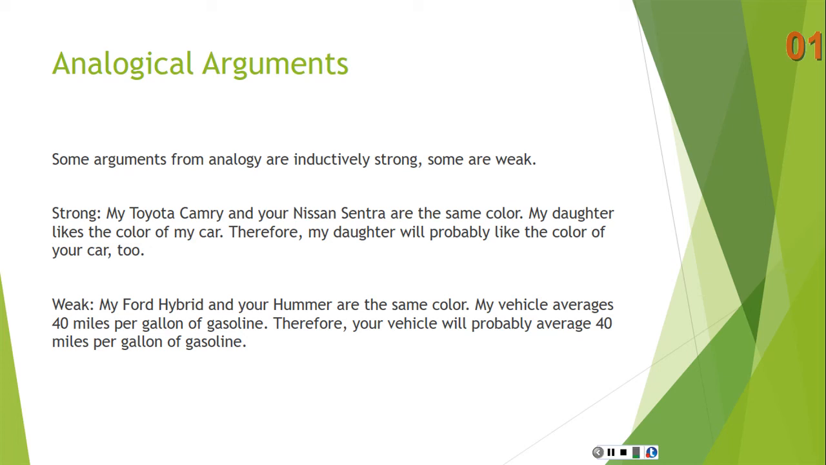Here's a weak analogical argument. My Ford Hybrid and your Hummer are the same color. My vehicle averages 40 miles per gallon of gasoline. Therefore, your vehicle will probably average 40 miles per gallon of gasoline. Okay, so it's weak, obviously, because they do have a certain characteristic in common. They're both pink. And you can't really infer, though, on that basis that they'll both get good gas mileage.